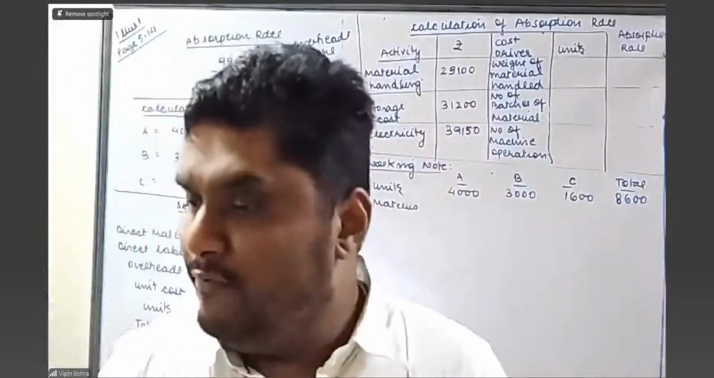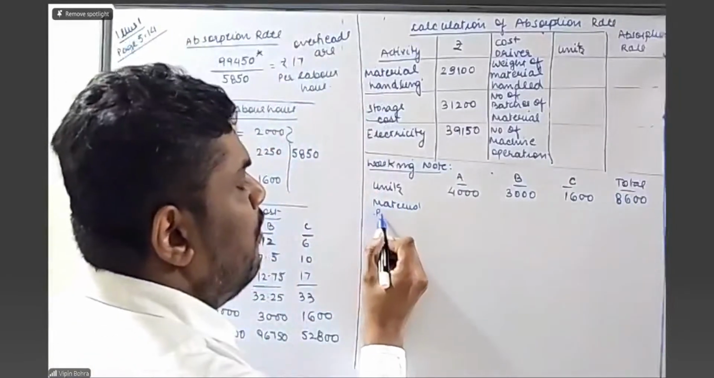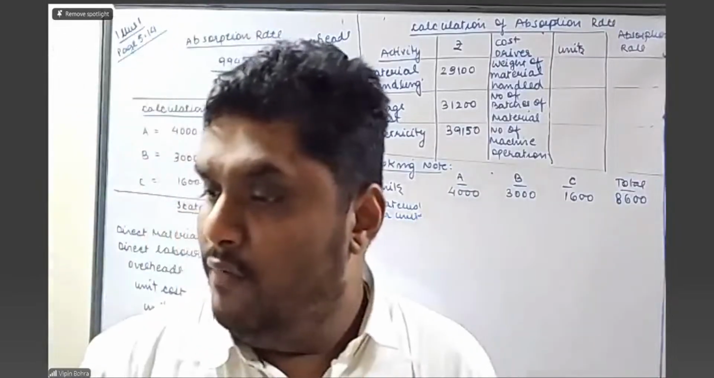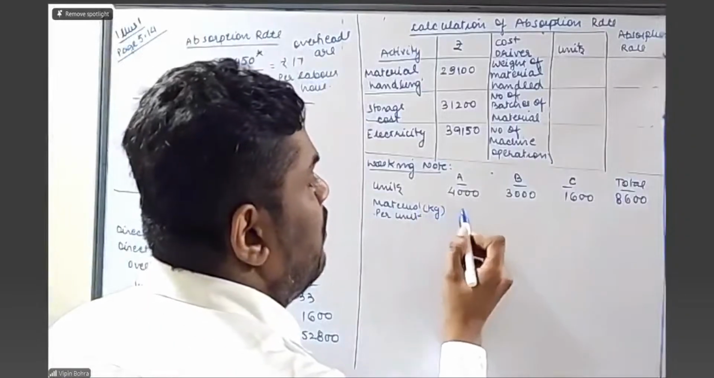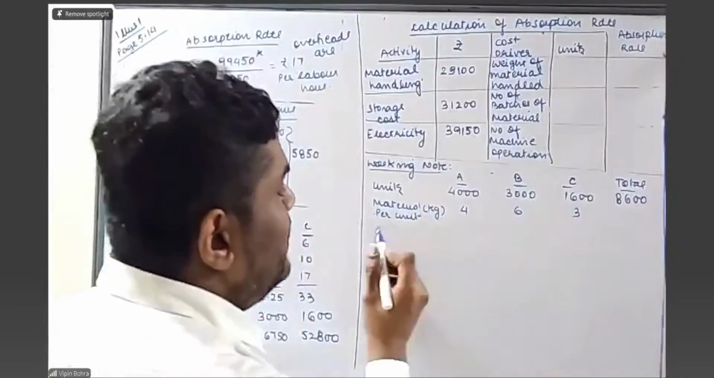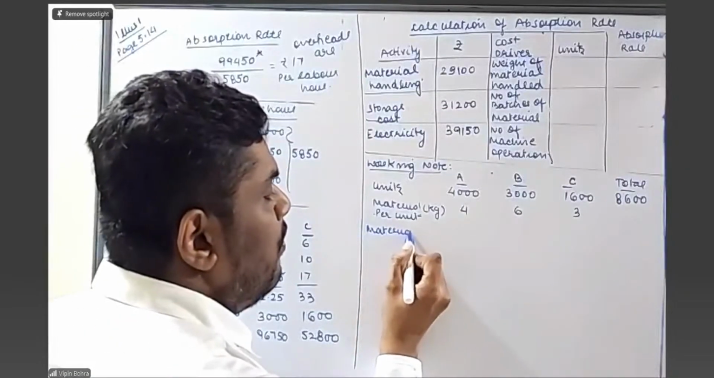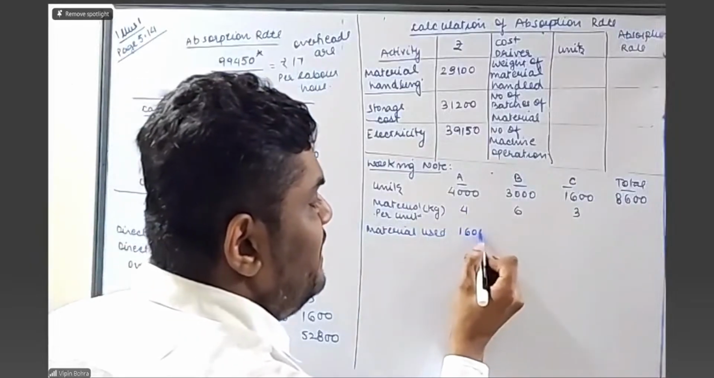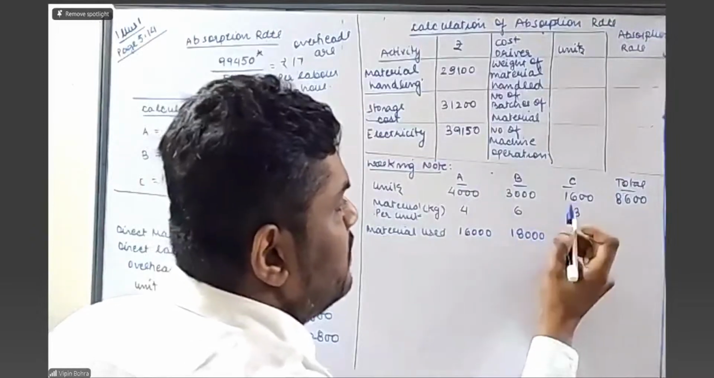Now, when talking about the weight of material per unit. Per unit, how much material? 4, 6, and 3 in kgs. So how much will be my total material? Herein it will be 16,000 kgs. 6 threes are 18,000 kgs.